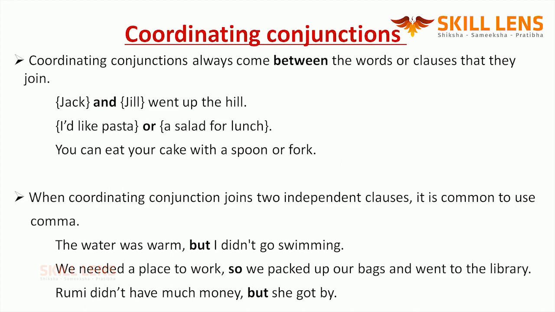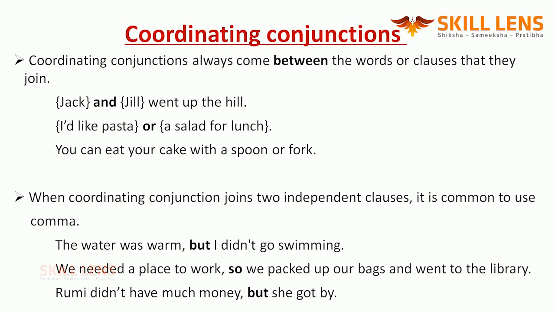Now in the third sentence, I haven't marked it with the flower bracket. It is an exercise for you to find out which are the words or the clauses that we are joining. So here you can eat your cake with a spoon or fork. Spoon or fork. These are the two words that we are joining using the coordinating conjunction or.